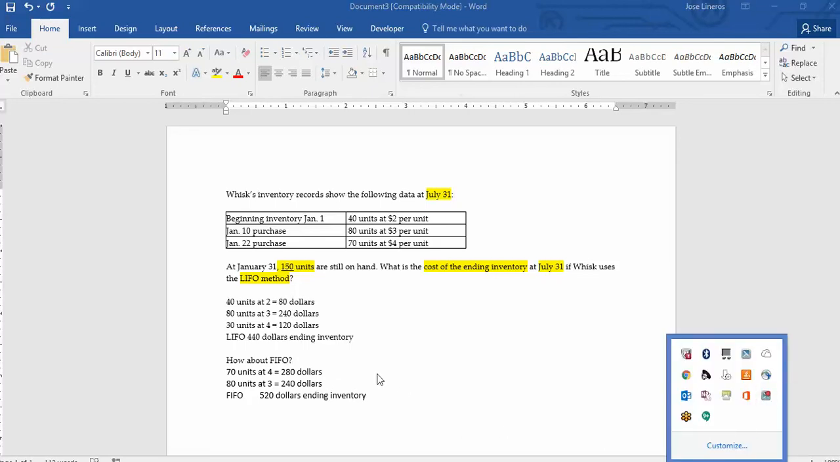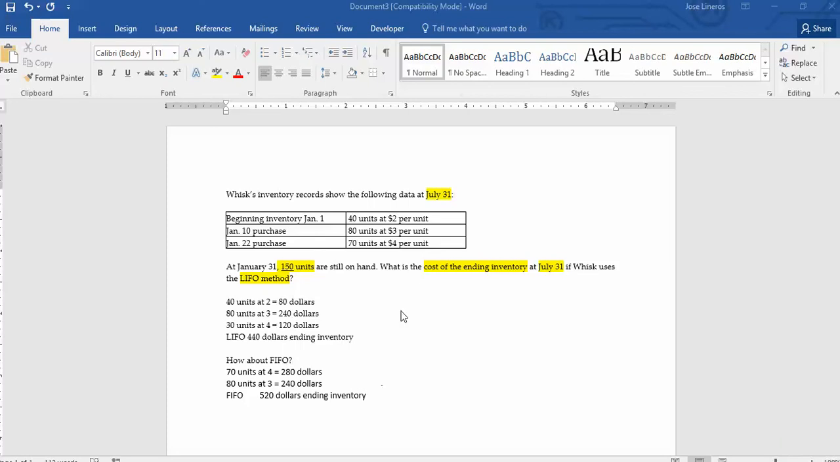So what if it asked for the exact opposite? What if it asked for what is cost of goods sold? So we're going to change this to cost of goods sold. Now we're talking about a time period for January 1st through July 31st. Because ending inventory is a snapshot of what's left on a certain day. Cost of goods sold reflects the cost of goods sold over a time period. So January 1st, here's where we start, through July 31st.